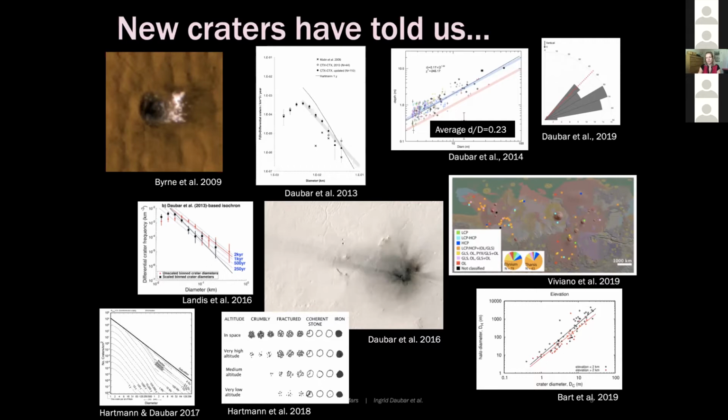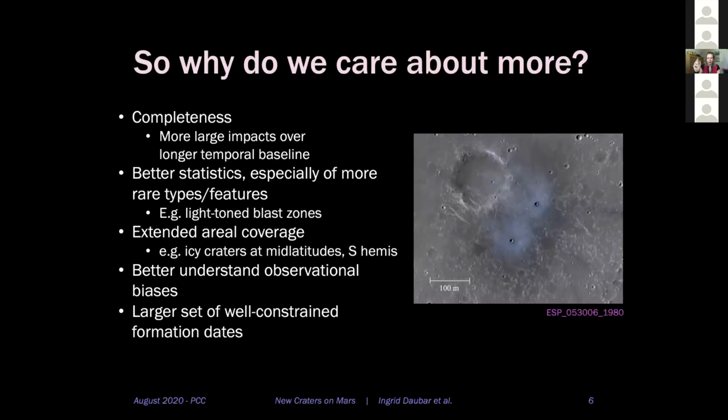So given all these cool things that we've done with the new craters, why do we really care about having more of them or cataloging more of them? Well, part of that, I think, is we're all scientists and we're driven to see all the data and we want completeness. But there's a number of other more practical reasons. If we keep looking for these, we have a longer temporal baseline, and that allows us, statistically, to have a higher chance of catching more large impacts.